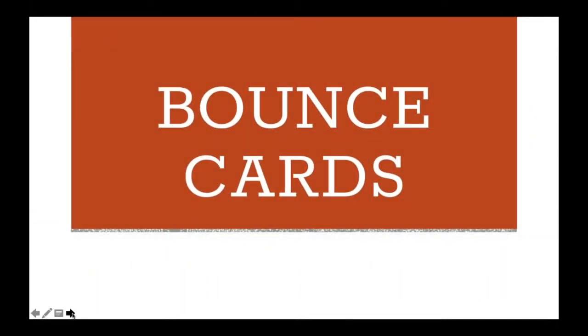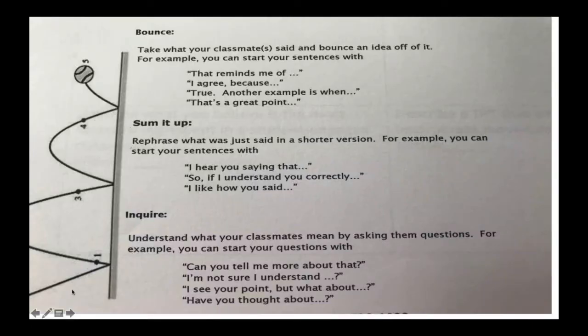Bounce cards. Wow, this is a fun one. In bounce cards, students take a 3x5 or 5x7 card that has the following information. Take what one of your classmates said and bounce an idea off them. For example, you can use sentence starters of, that reminds me, I agree. Then the student who took the bounce cards sums it up. So they have to paraphrase or rephrase what they just thought they heard the student say.